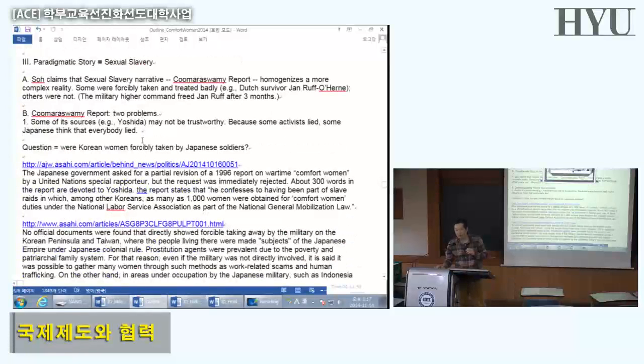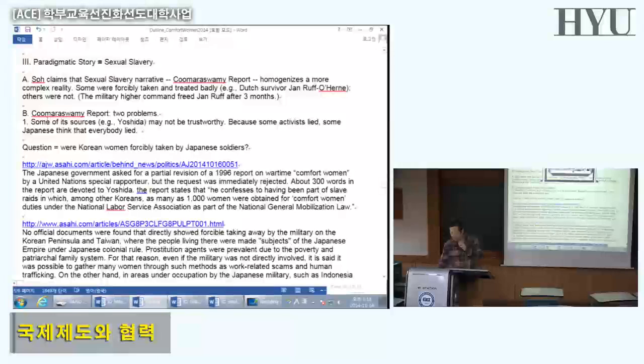Now, moving on. So the paradigmatic story. What does paradigm mean? Paradigm means the big or dominant story, right? So the dominant story is a sexual slavery narrative, that these were pure women, virgins who were made impure. This was pushed by the Kumaraswamy report from the United Nations. But some claim that this dominant narrative homogenizes a more complex reality. Yes, some were forcibly taken and treated badly, such as the Dutch woman, Jan Ruff-O'Herne, but others were not.